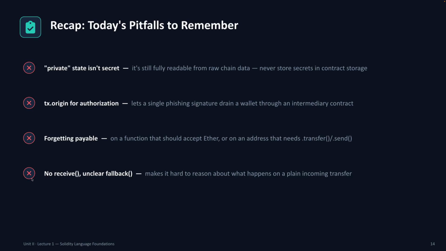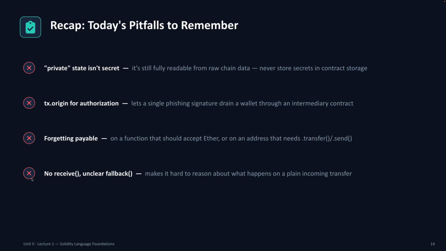Using tx.origin for authorization lets a single phishing signature drain a wallet through an intermediary contract. This we have seen when we were comparing tx.origin with message.sender.